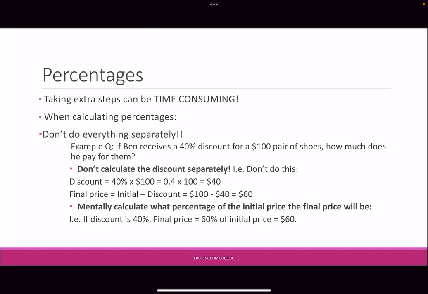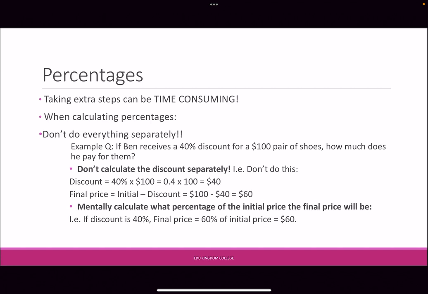If we take a look at an example, Ben receives a 40% discount for a $100 pair of shoes, and the question is asking how much he pays for them in the end. A lot of people might calculate the discount first, subtract it from $100, and then find the final price. Whereas what we can just do is, if we get a 40% discount, all we need to pay is 60%. 60% of 100 is $60, and that's it.